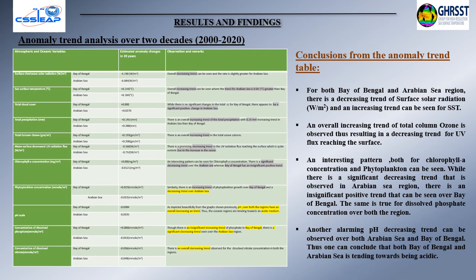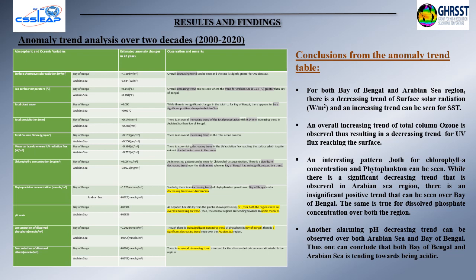So here comes the fun part. While there is a significant decreasing trend observed in the Arabian Sea region, there is an insignificant positive trend over the Bay of Bengal. The same is true for dissolved phosphate concentration over both the regions. So chlorophyll, phytoplankton and phosphate are behaving in a similar manner over the Arabian Sea and the Bay of Bengal. By similar manner, we don't mean that it is either decreasing or increasing in both regions, but if chlorophyll and phytoplankton is increasing for the Bay of Bengal, it is decreasing for the Arabian Sea.